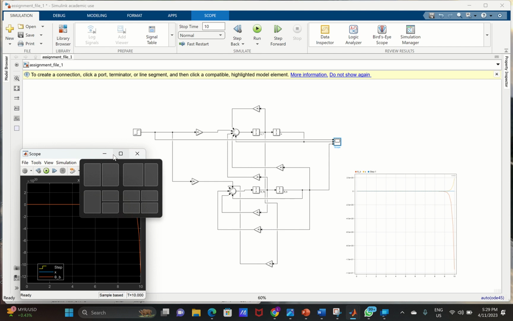What did you say was the command? Shift what? Windows Shift.